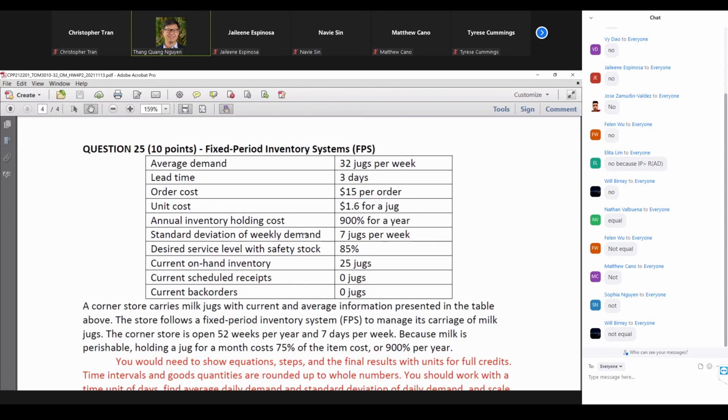The standard deviation of weekly demand is 7 jugs per week. We aim for the service level of 85%, right? And then 25 jugs currently on hand, and today we don't have any scheduled delivery. So 0 jugs of scheduled receipts, and the back orders is 0, right? The customer walks in and buys, and if you run out of milk jugs, they just walk out and buy somewhere else. Nobody will prepay for the milk, right? So that's why the current back orders is 0.